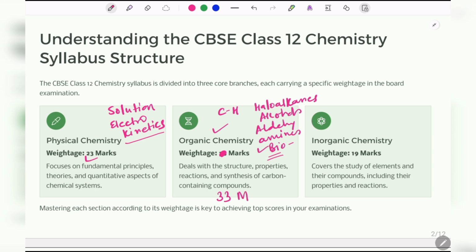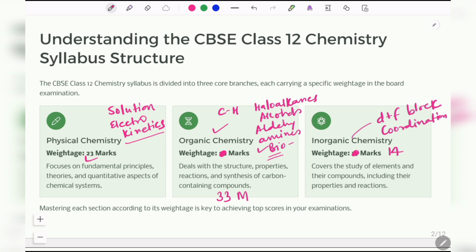Then finally you have inorganic chemistry, in which we will be covering chapters like D and F block elements in the chemistry part 1. And we have another chapter, coordination chemistry, which is also quite interesting and scoring. So here the weightage is not 19, it's going to be 14 marks.